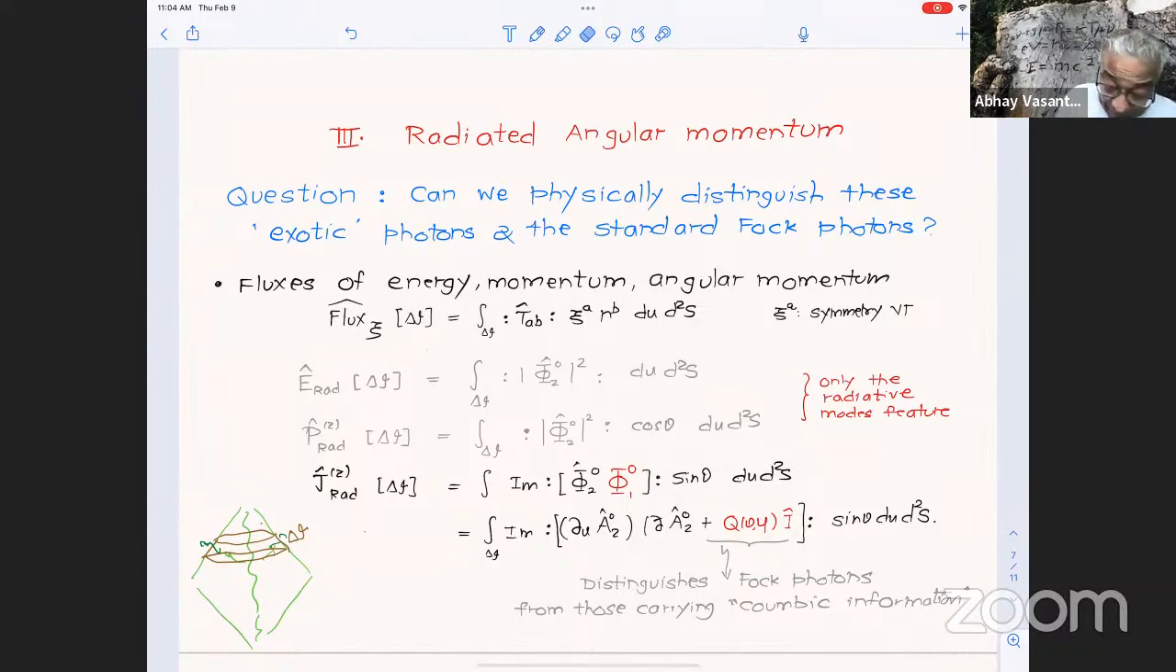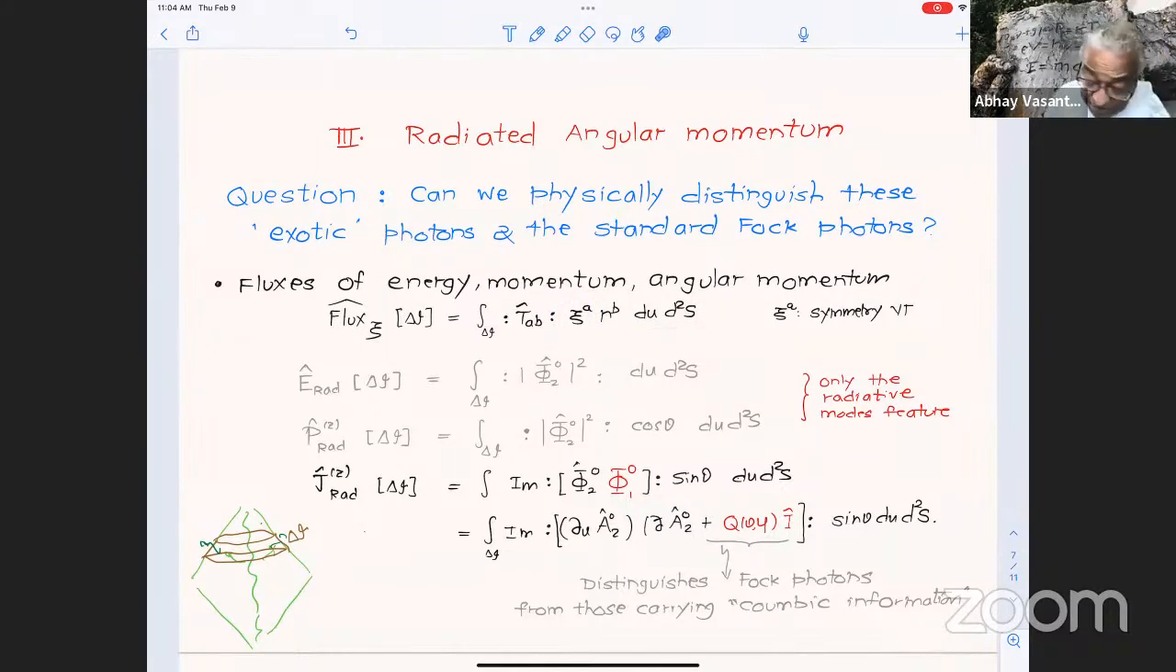We all know from textbooks that across any surface, if you give me any surface up here, and that surface here is delta scri, the flux across the surface is always going to be given by the renormalized T hat AB in Minkowski space, which just corresponds to normal ordering, times whatever symmetry vector field you have. So if it is energy, it is time translation; momentum, space translation; angular momentum, rotations, and so on; times the normal to scri, and then du d2S. And so this is the symmetry vector field, and the flux corresponding to that symmetry vector field is just going to be given by that.